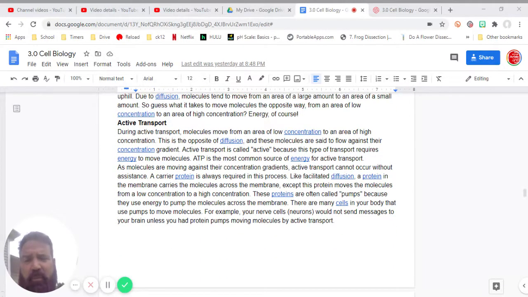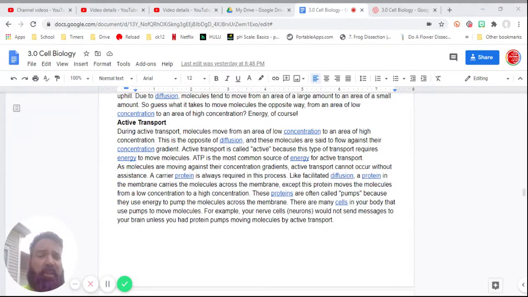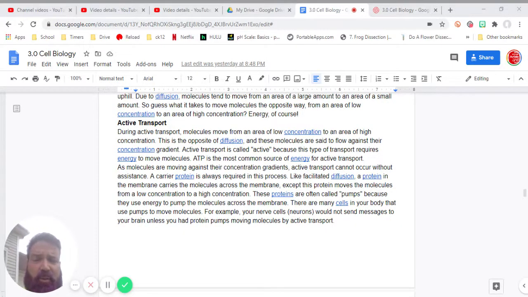Active transport. During active transport, molecules move from an area of low concentration to an area of high concentration. This is the opposite of diffusion, and these molecules are said to flow against their concentration gradient. Active transport is called active because this type of transport requires energy to move molecules. ATP is the most common source of energy for active transport, as molecules are moving against their concentration gradients.